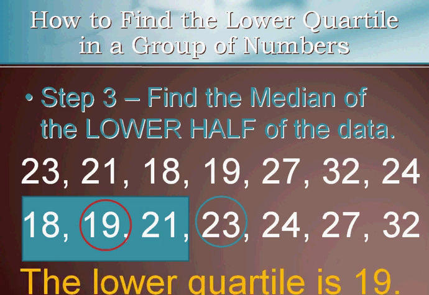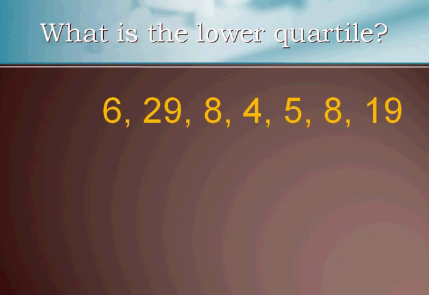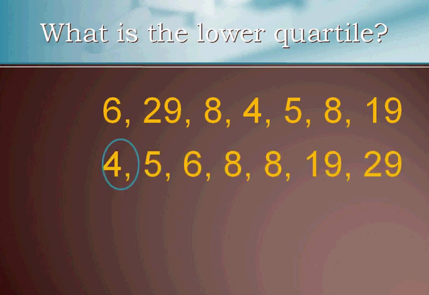Go ahead and pause the video and try this one for yourself. Find the lower quartile. Step 1, put the numbers in order. Step 2, find the median, which is 8. Step 3, find the median of the lower half of the data, which is 5.